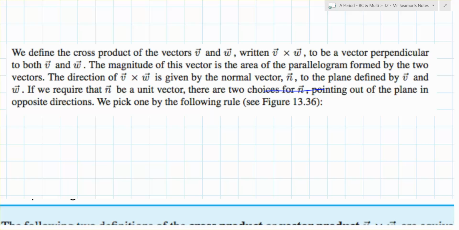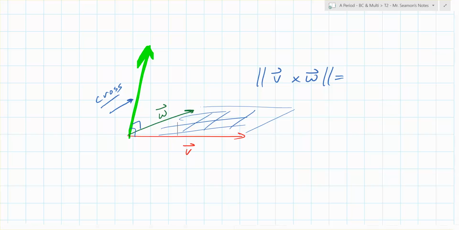So the direction of V cross W is given by a normal vector to the plane defined by V and W. If we require n to be a unit vector, there are 2 choices for n, pointing up and pointing down. Because look at this picture right here. What direction could I be going in? You could be going down. And what were you doing right there? You know the right-hand rule? Okay, good. How many people have heard the right-hand rule before?